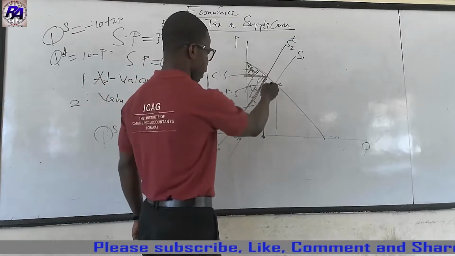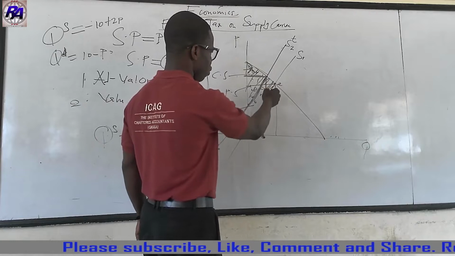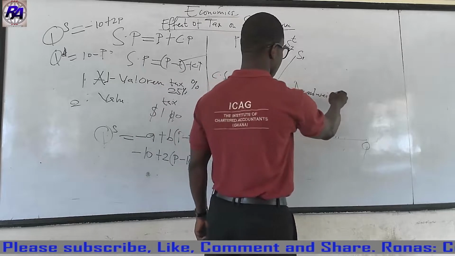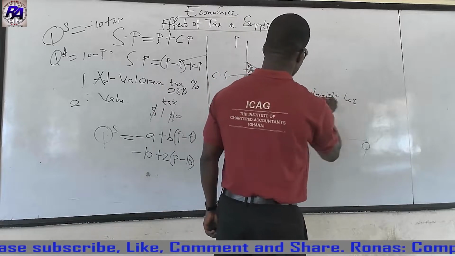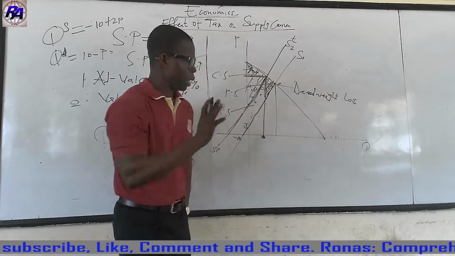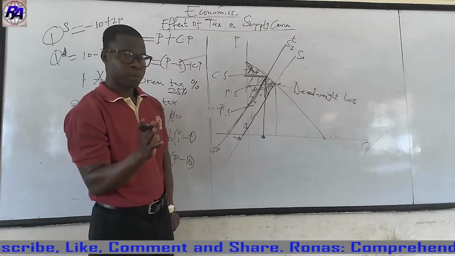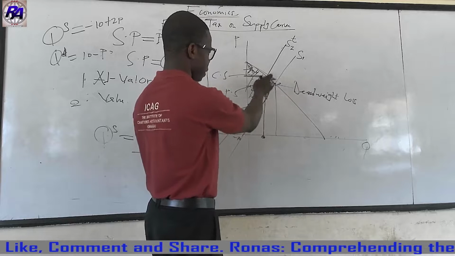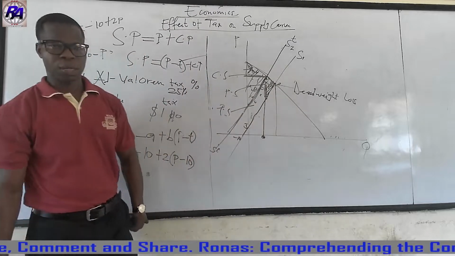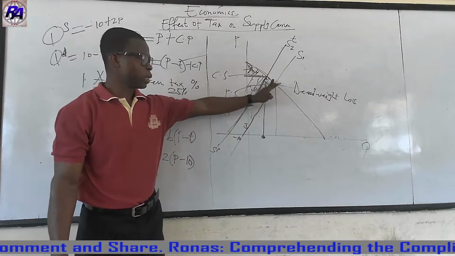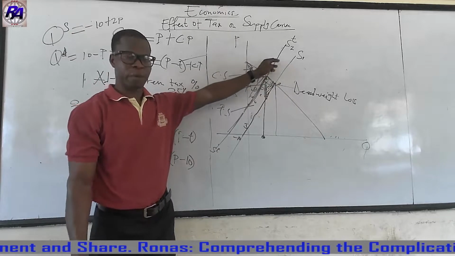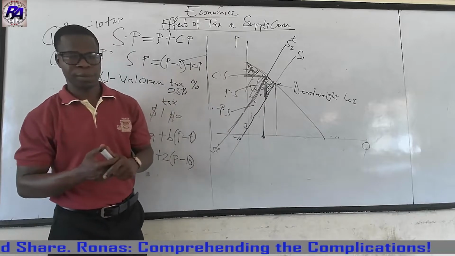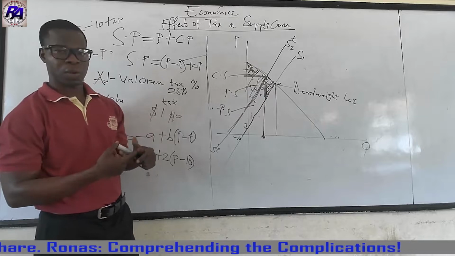Then this region here, which does not belong to anybody, is what we call the deadweight loss. This region from here to here does not go to anybody. This is what we call the deadweight loss. It is a portion created after the imposition of a tax, which does not go to the producer, the consumer, or even the government. So that is the deadweight loss.